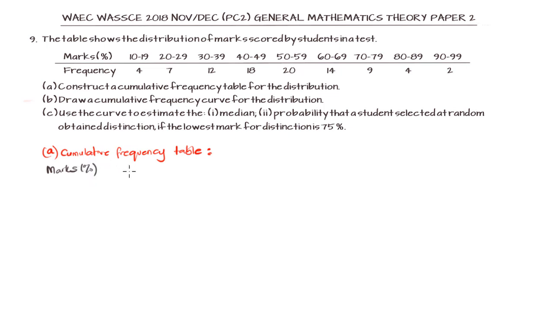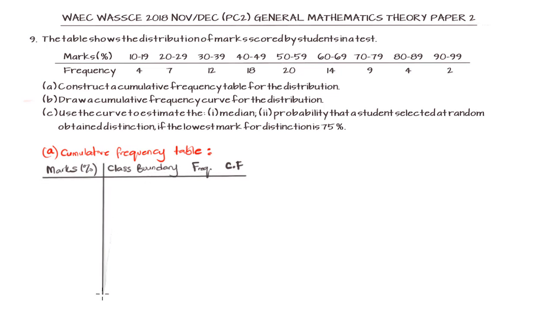So if we are to go ahead and draw that, we have the marks, we have the class boundary, the lower class boundary and the upper class boundary. Then we have the frequency, then we're going to have the cumulative frequency. These are the entries that constitute a cumulative frequency table.